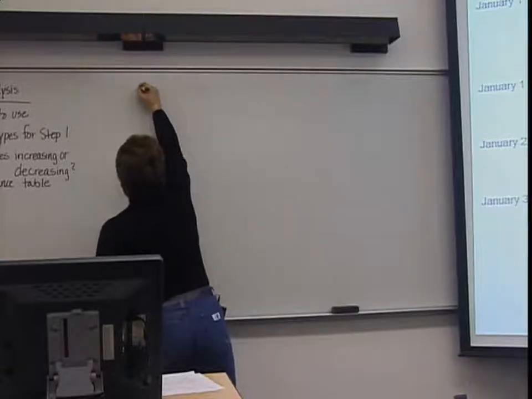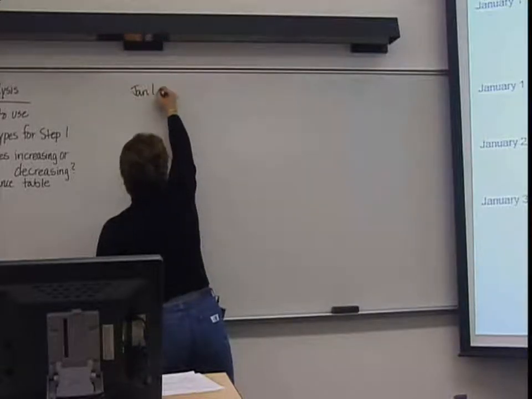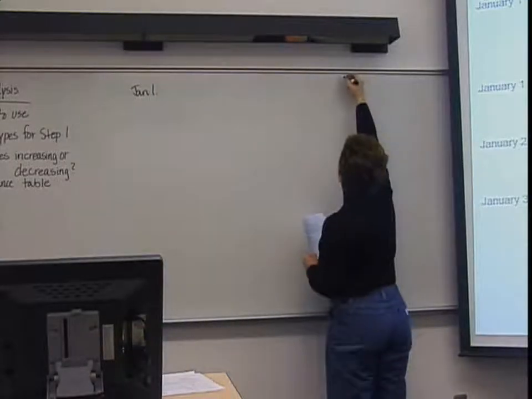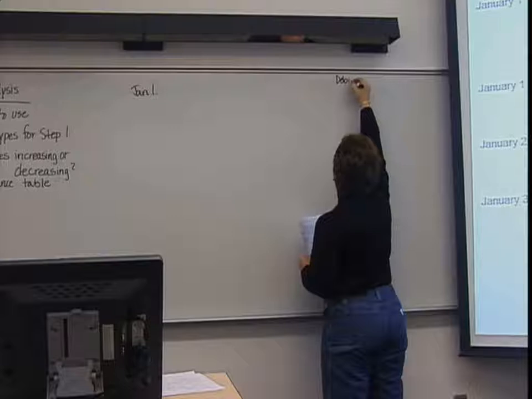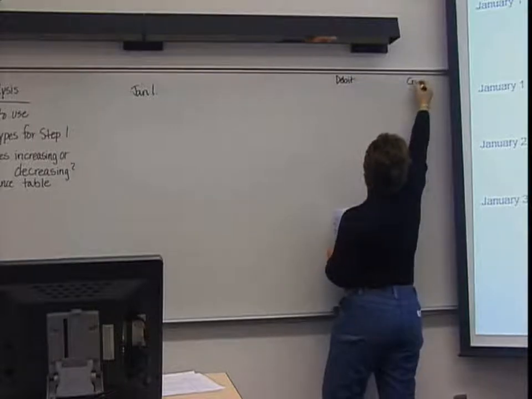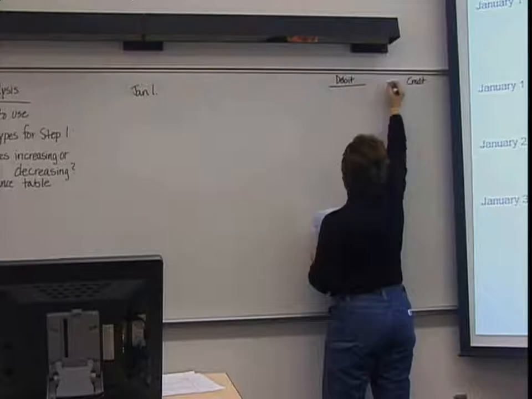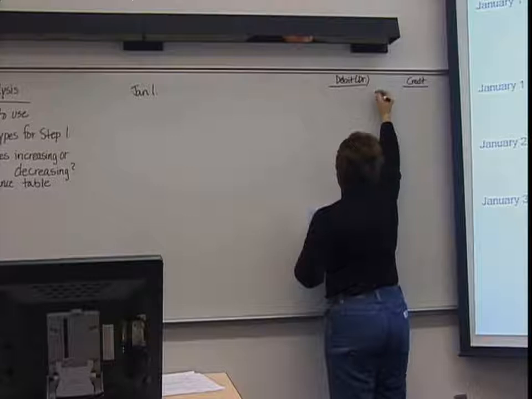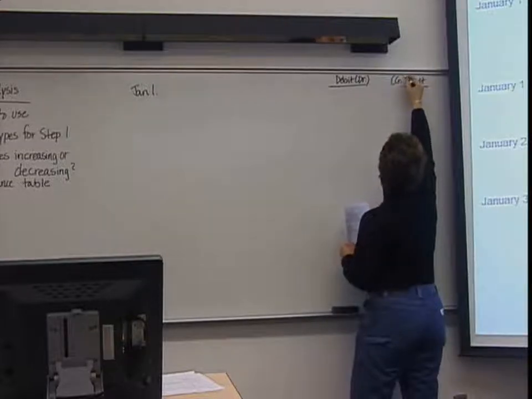So again, January 1 is our date. And over here, I'm going to put debit and credit. And again, the abbreviation is DR for debit and CR for credit.